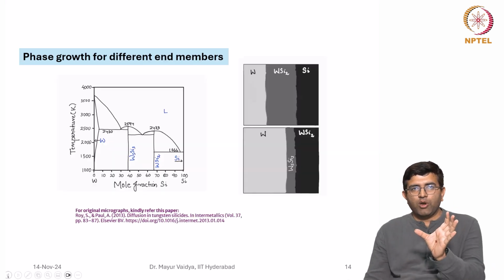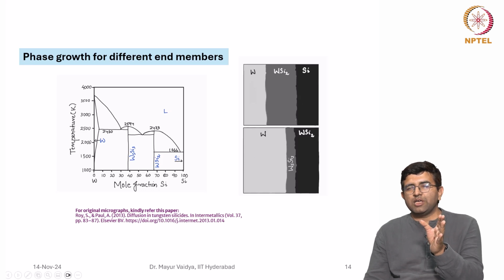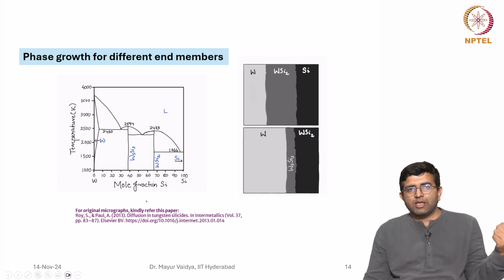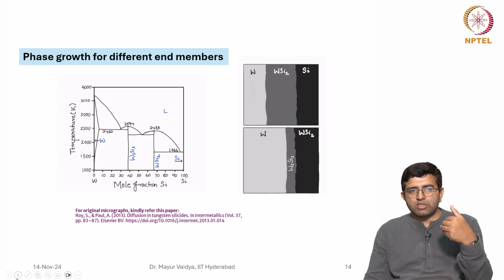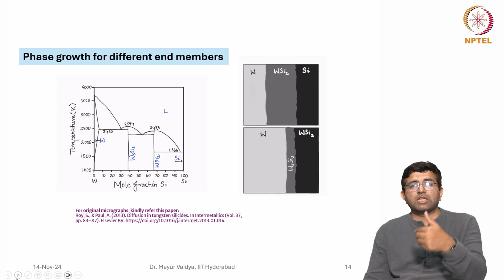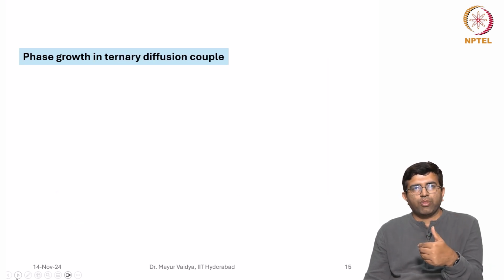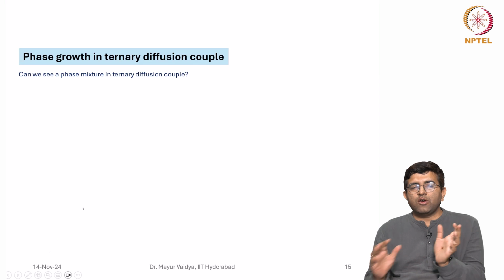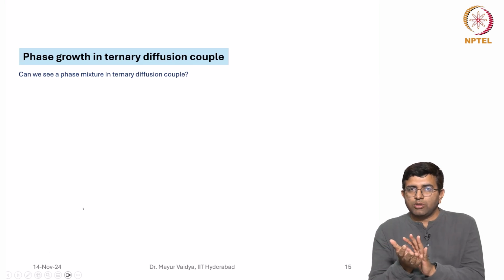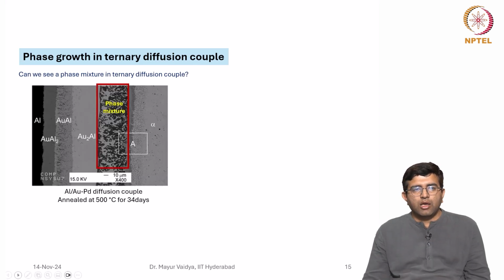By the way, I hope you have noticed that even here you will see only single phase regions. In all other examples, whenever there is a binary diffusion couple, only the single phase regions are growing. So can we see a phase mixture in a ternary diffusion couple? Let us see an example.